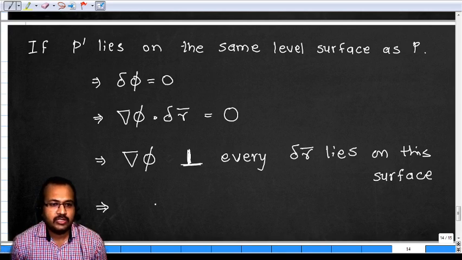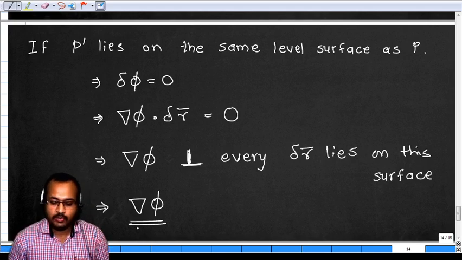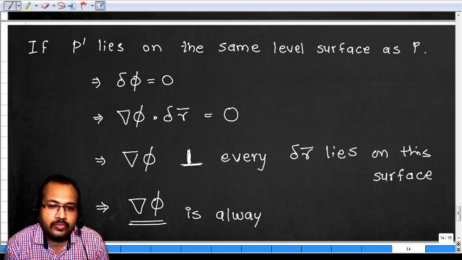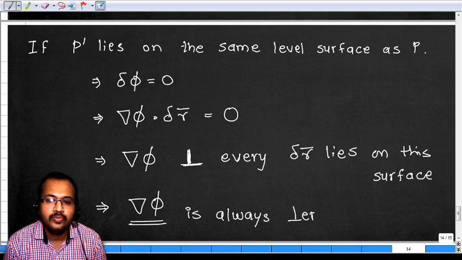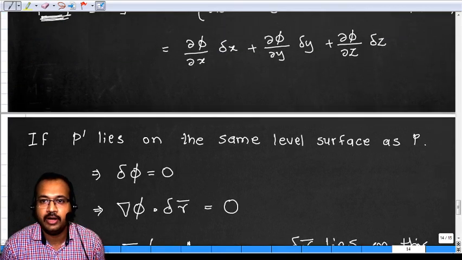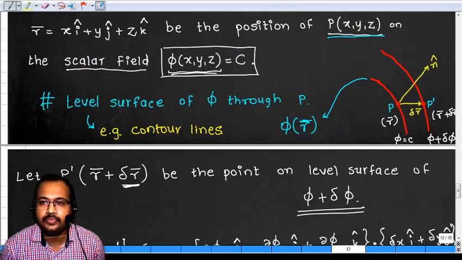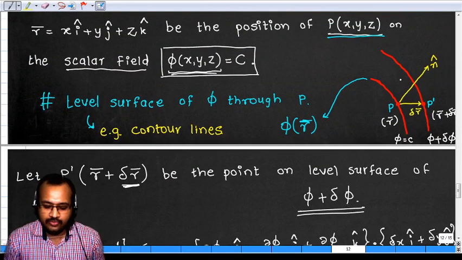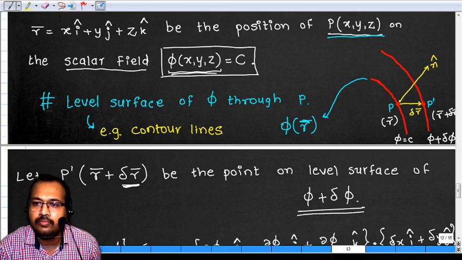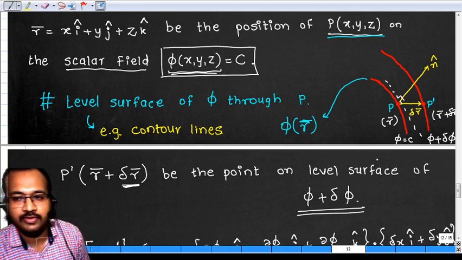So we can generalize this. The value of del phi is always normal to the level surface, always perpendicular to the scalar function phi of x, y, z equal to c. Means if we get back to the figure, if you consider this value for the gradient, if you consider the tangent, it will be perpendicular to the level surface.